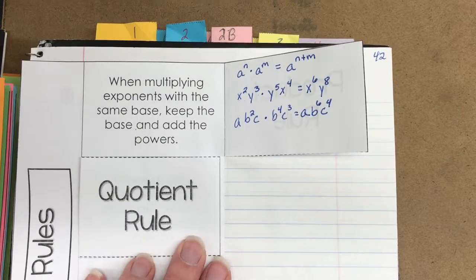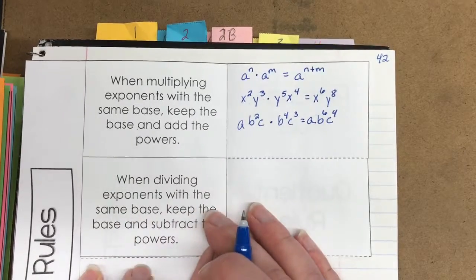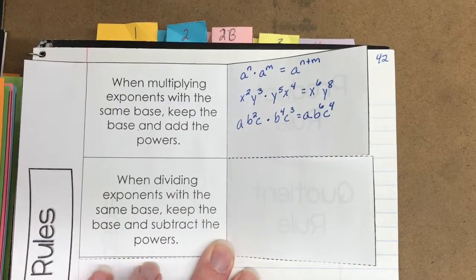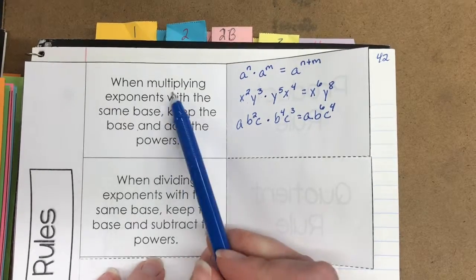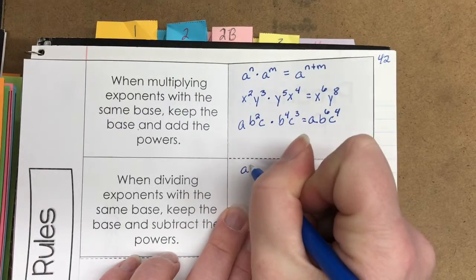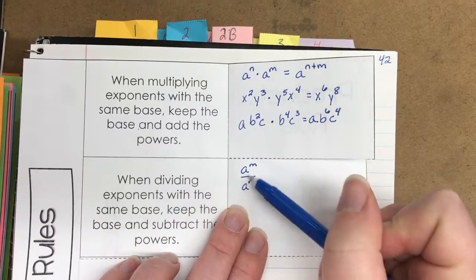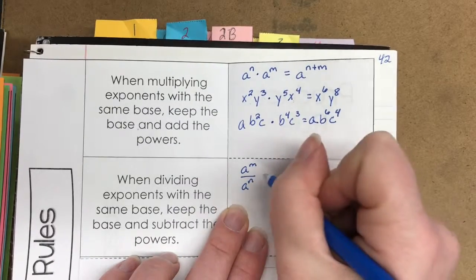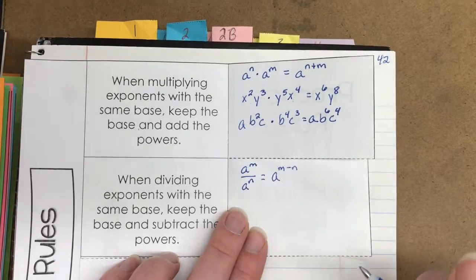So our next rule is the quotient rule. And it says, when dividing exponents with the same base, keep the base and subtract the powers. So when we multiplied, we added. This time when we divide, so if I have a to the m over a to the n, since these are both a's, I subtract my exponents. So I get a to the m minus n.